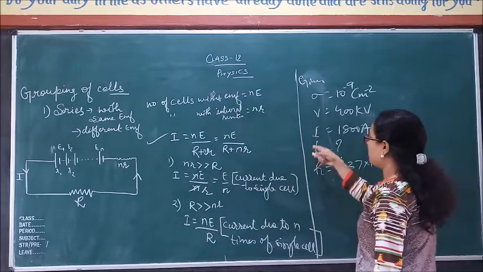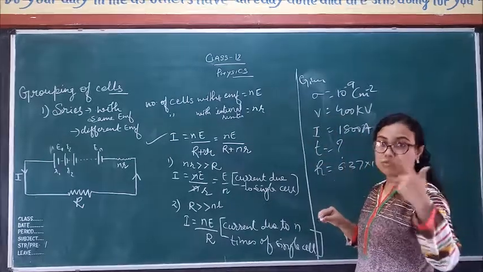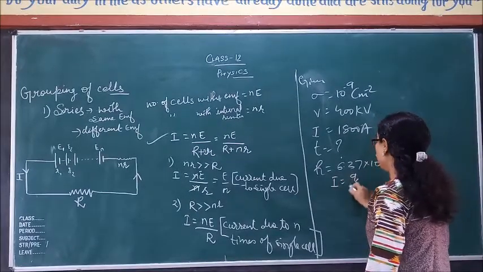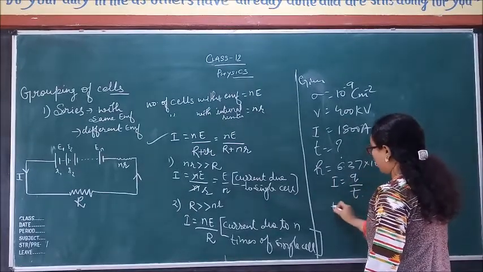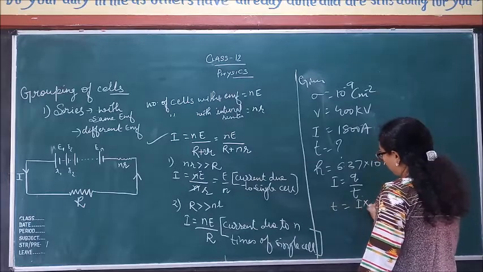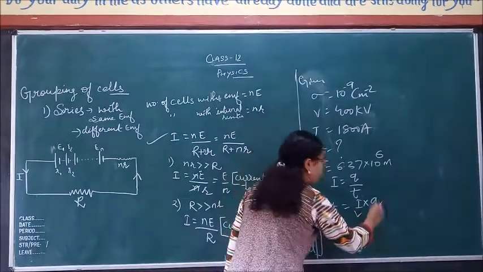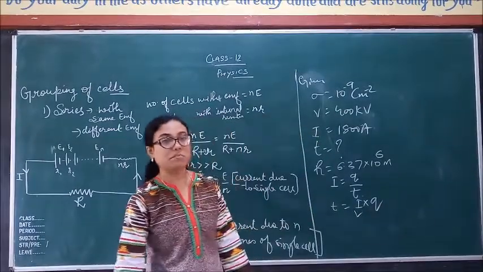You know, time and current. See, a formula we have read in the first chapter that I is equals to Q by T. Aapko kya find karna hai? T. Matlab ki T equals Q by I. Theek hai? We have the value of I. Matlab I ki value ka problem nahi hai.